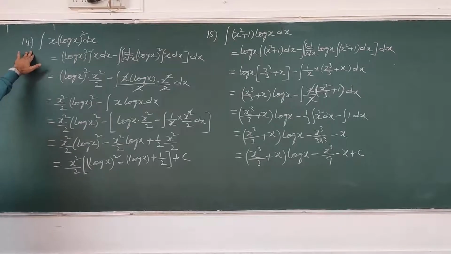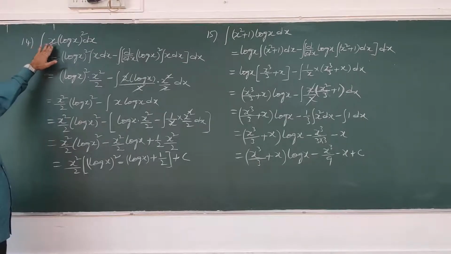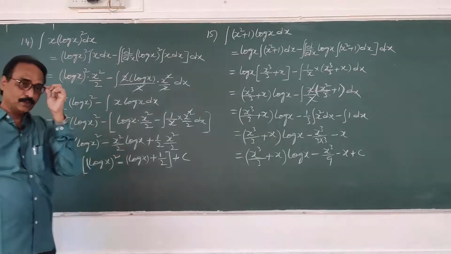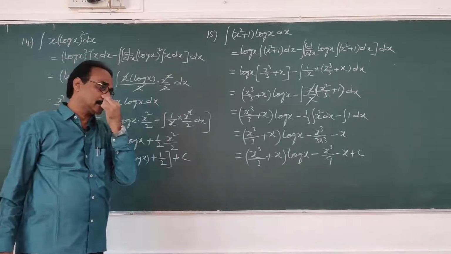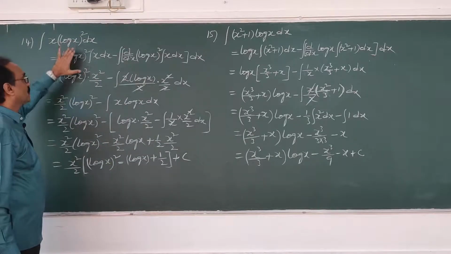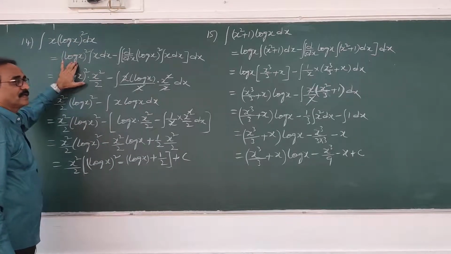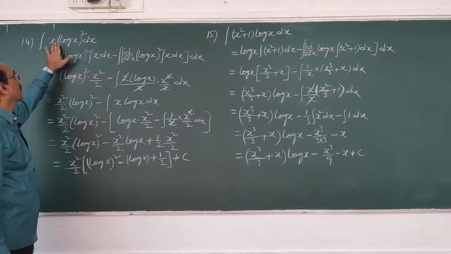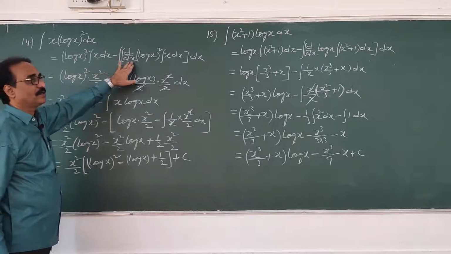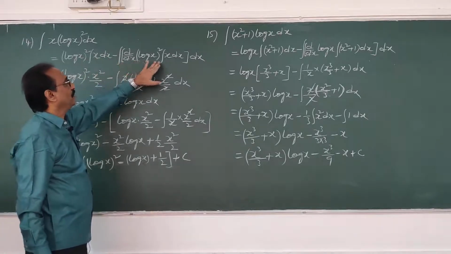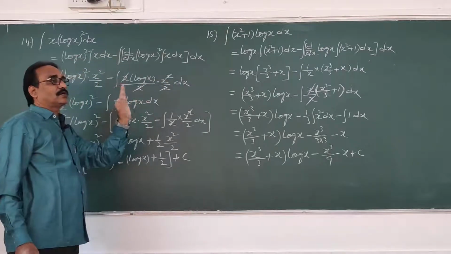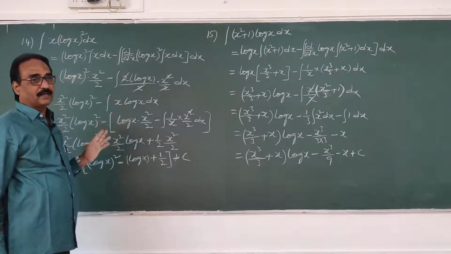Okay. Now the 14th problem is integral of x into (log x) whole square dx. This is the problem given. Log x doesn't have an integral, that's why we consider it as the first function. (log x) whole square into the integral of the second function, x dx, minus integral of the derivative of the first function into the integral of the second function, whole dx. Always you have to do this in your mind.